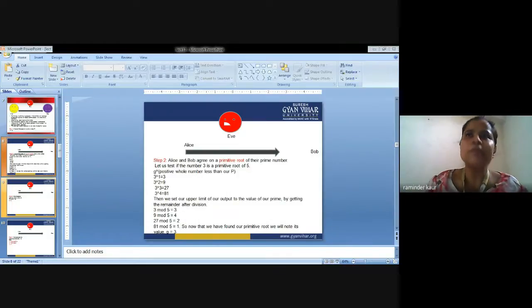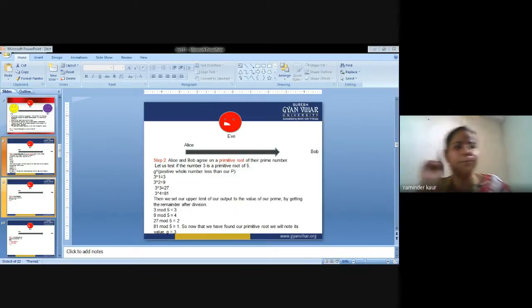So x is equal to g raised to the power a modulus p on Alice's side, and on Bob's side it will be y is equal to g raised to the power b modulus p, because it will be the private key b, with modulus of the public value p. So you can do the same.